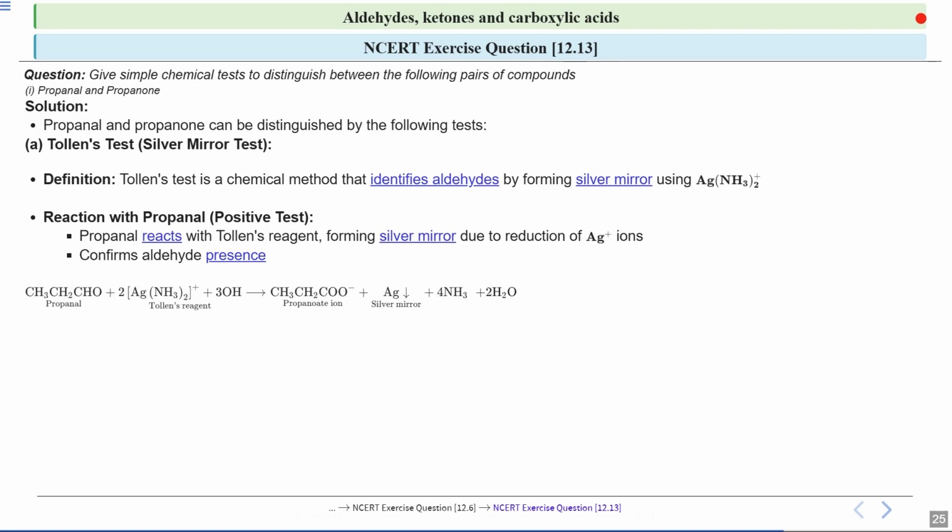If you look at this particular reaction, you will see propanal, CH3CH2CHO, reacts with Tollens reagent to form propanoate ion, metallic silver and ammonia. The silver ions, Ag+, are reduced to silver metal, Ag, and this is what forms the mirror.